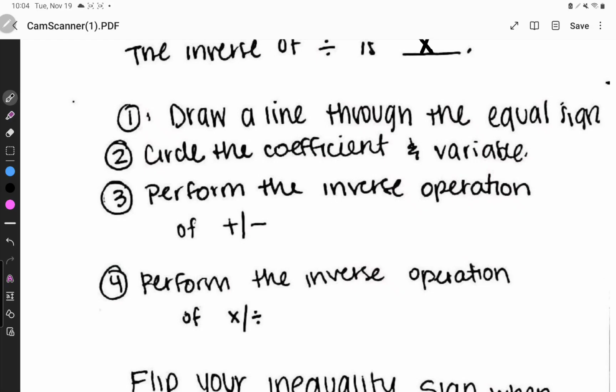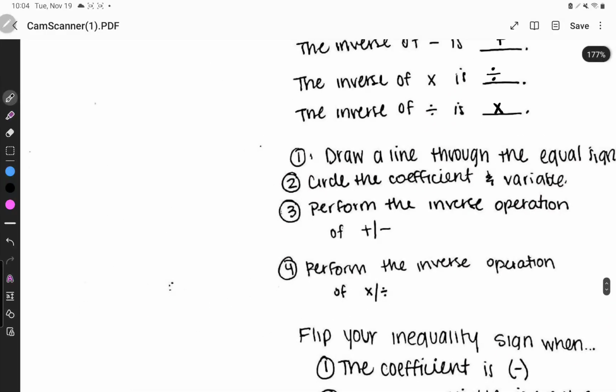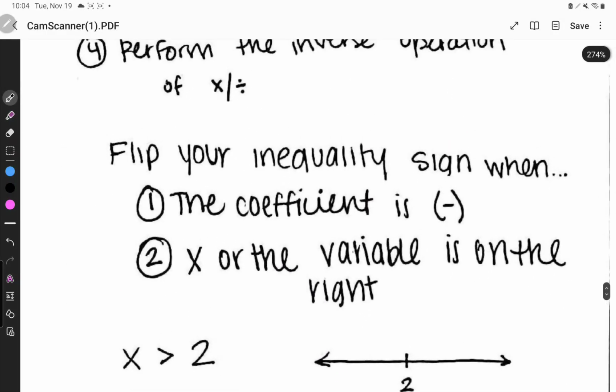You draw a line through the equal sign, circle the coefficient and the variable, or shield it, and then you get rid of addition with subtraction, you get rid of multiplication with division. Then this one right here, there's also nothing to put. It's just when you flip your inequality sign.